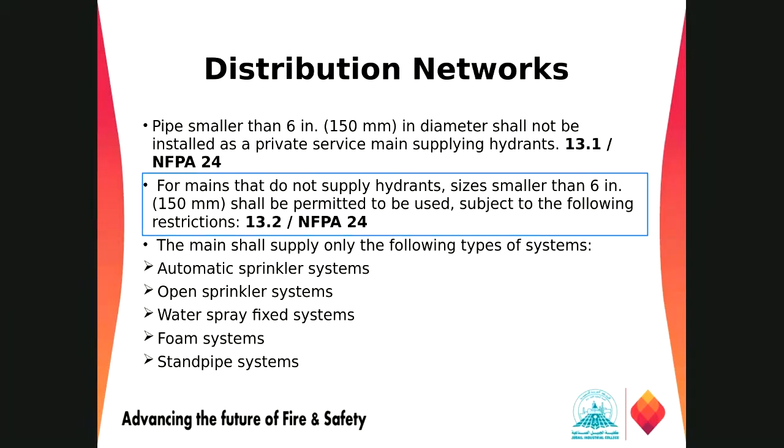Let's say this is our main loop, and from this main loop we have taken one connection to one building, right? Which might be for a sprinkler system, standpipe system, water spray system, or foam system. This side shall be less than 6 inch, right? So we can use 4 inch also, or 3.5 inch also, based on the hydraulic calculation.